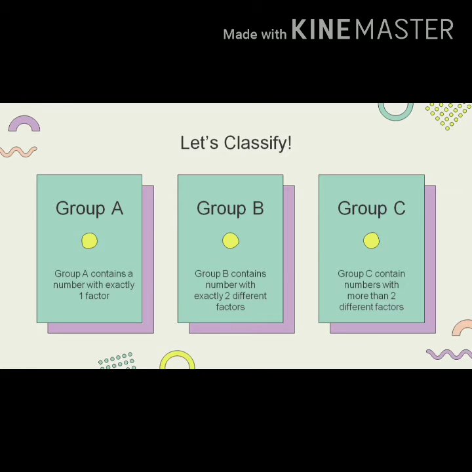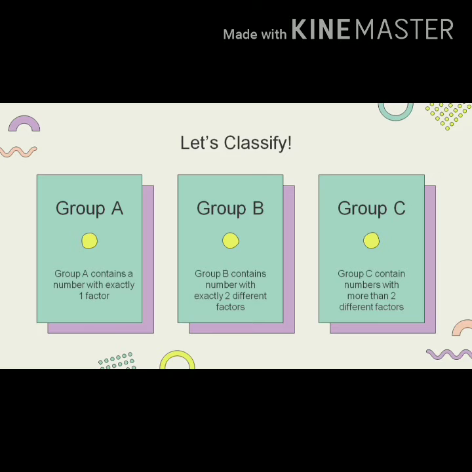Let's classify into 3 groups. Group A contains a number with exactly 1 factor. Group B contains numbers with exactly 2 different factors. And group C contains numbers with more than 2 different factors.